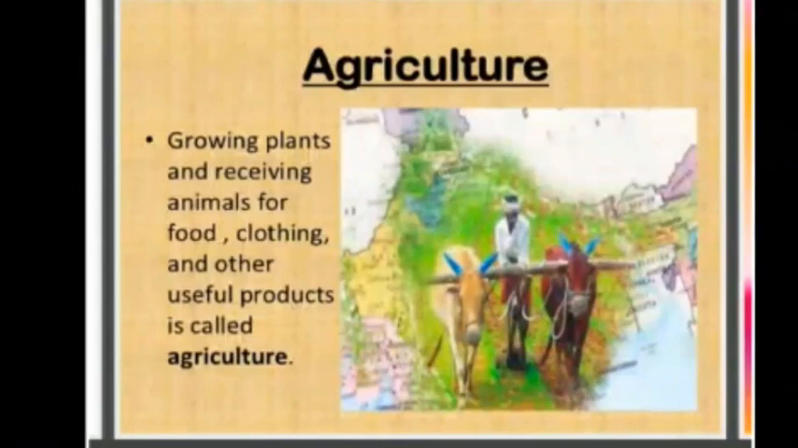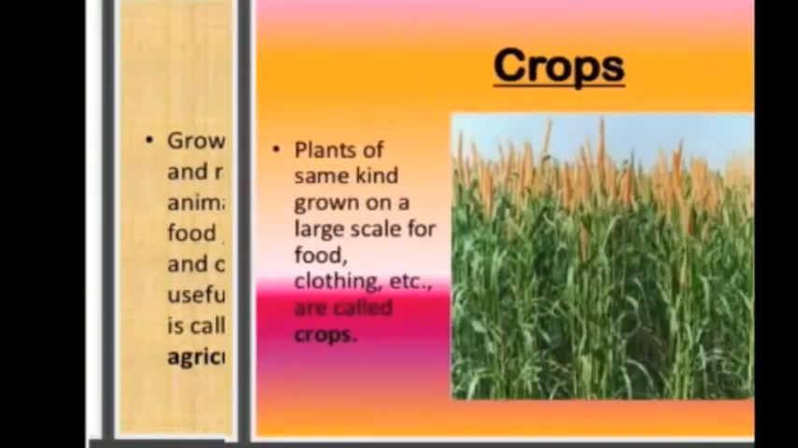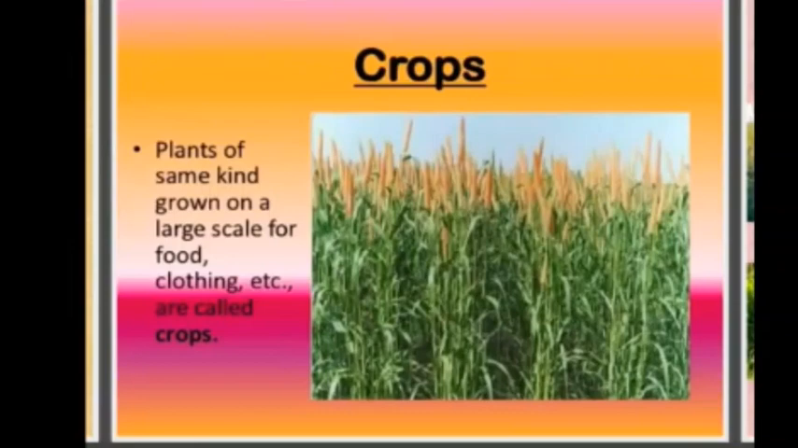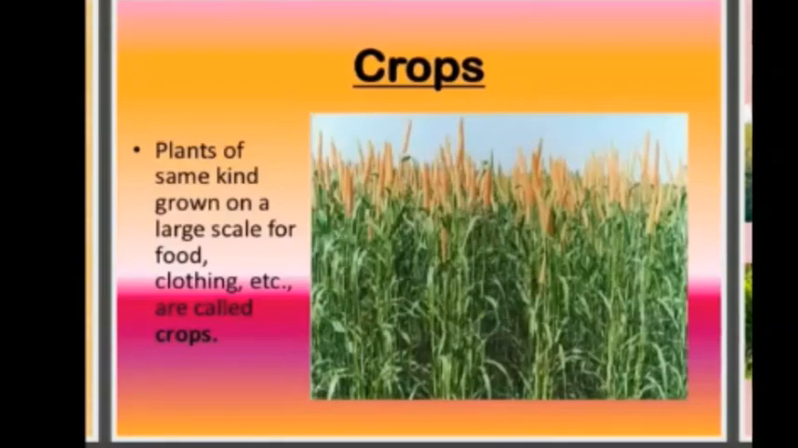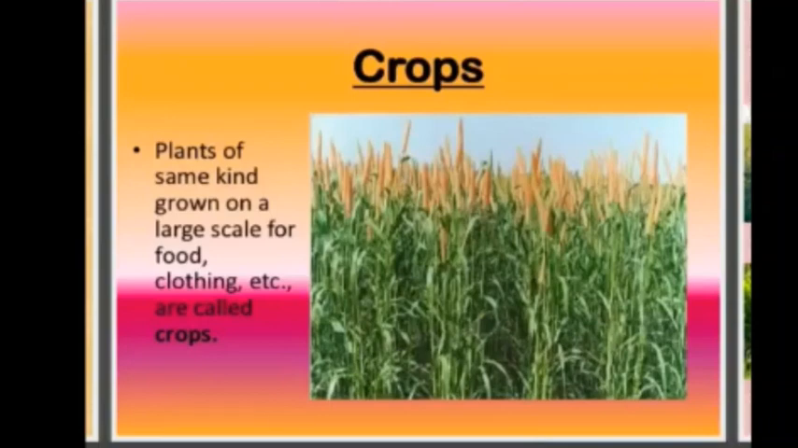Look at the next term. The next term is crops. Let's understand what crops are. Basically, crops means a field where the same kind of plants is grown. When a large number of plants are grown at the same place for food, it is called a crop. For example, a large number of wheat plants grown in a field make up a crop of wheat.